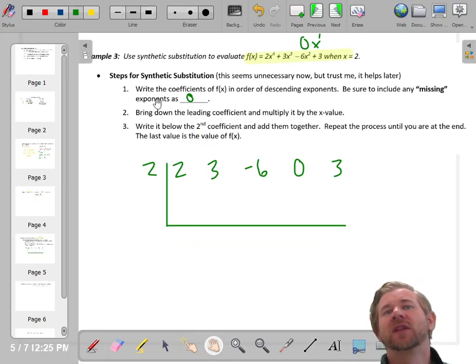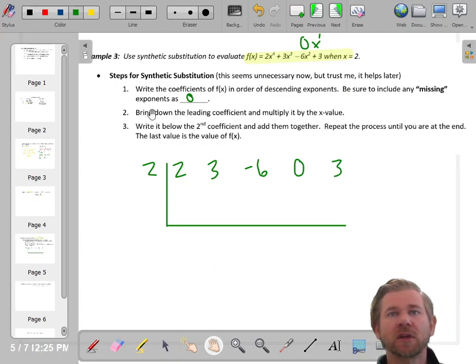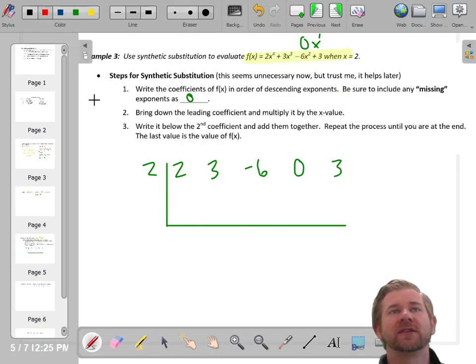Here's how it works. You list your coefficients, 2, 3, -6, including any zeros. If there's a placeholder, you need to have a 0. And then 3. Bring down the leading coefficient. Okay, so I bring down the 2, and now I'm going to multiply. 2 times 2 is 4, and you put the 4 right there. Okay, you put it underneath the next row. Now we just repeat this process by adding.